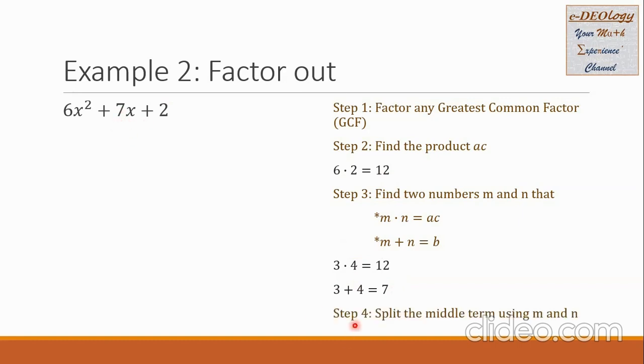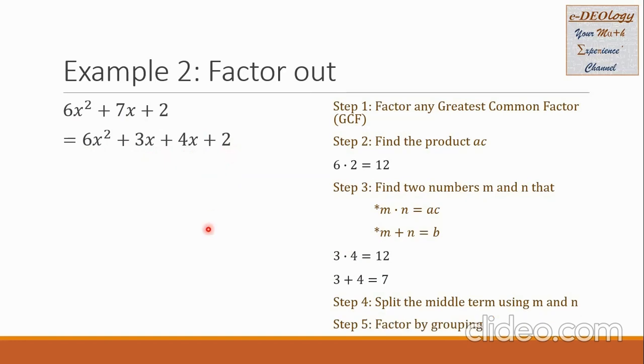So now, we're going to split this middle term using the M and N. So the 3 and the 4 are our M and N respectively. So writing this again, 6x squared is here. Instead of writing 7x, we will now write 3x plus 4x, and then plus the constant 2.